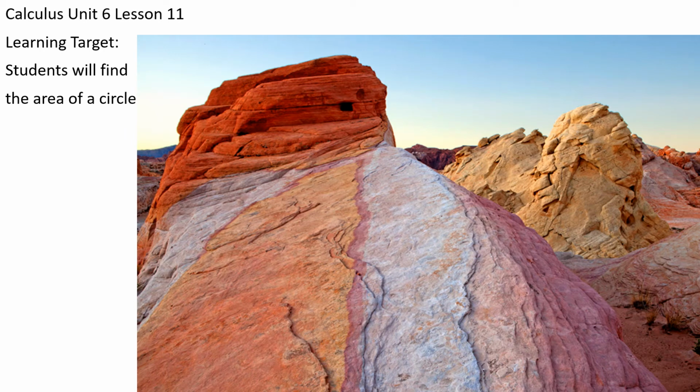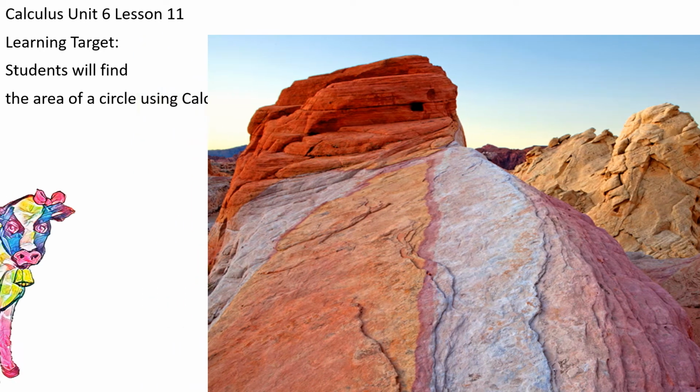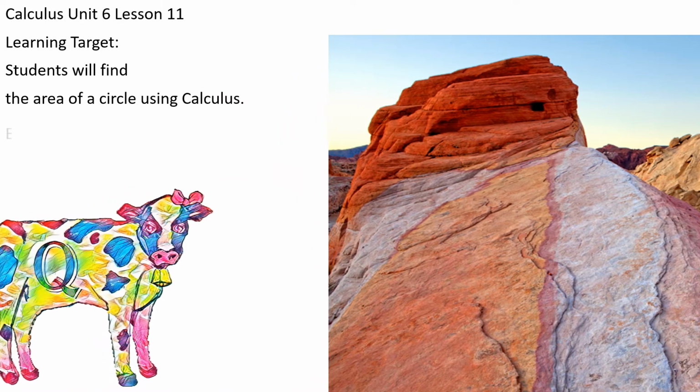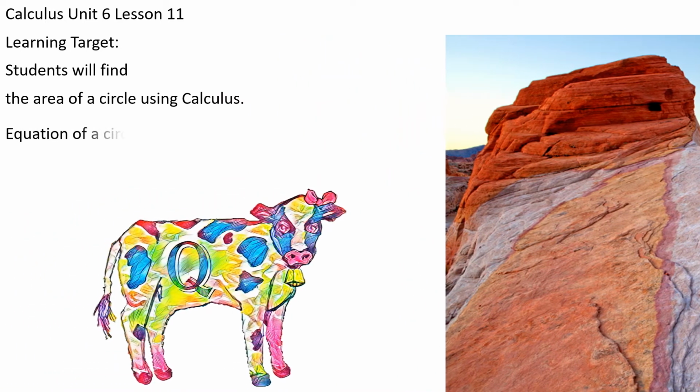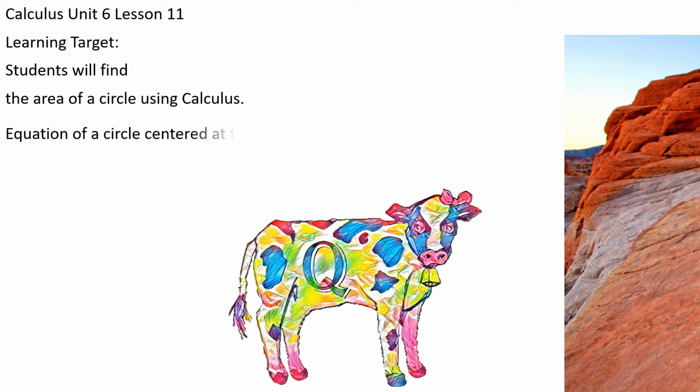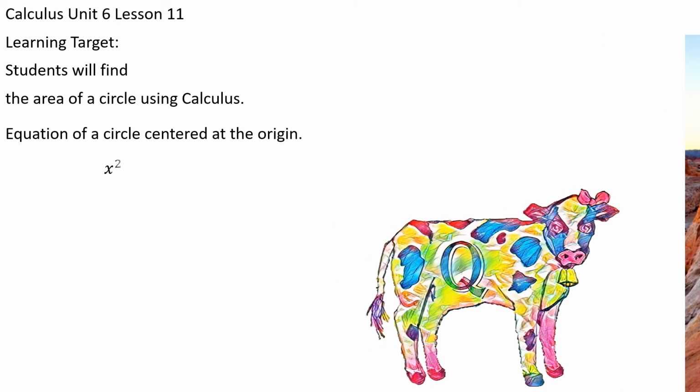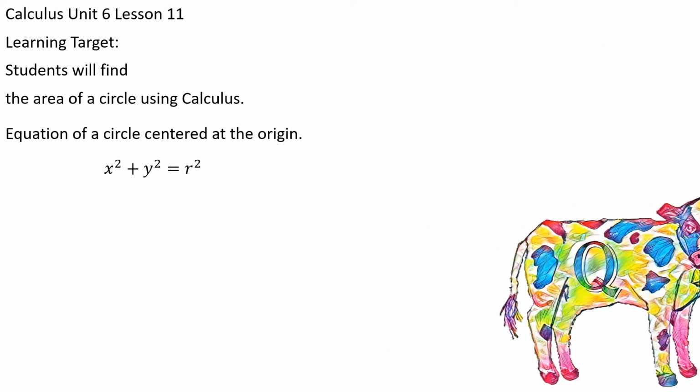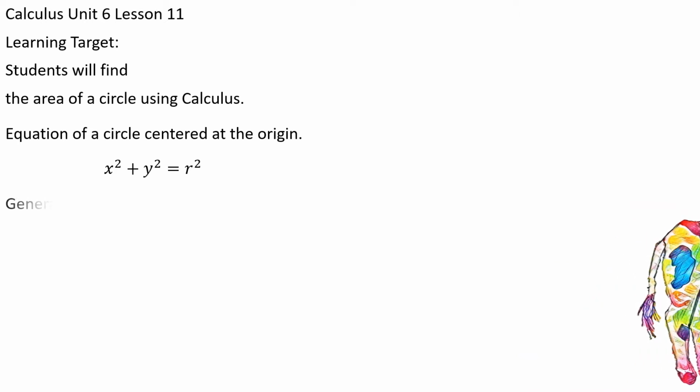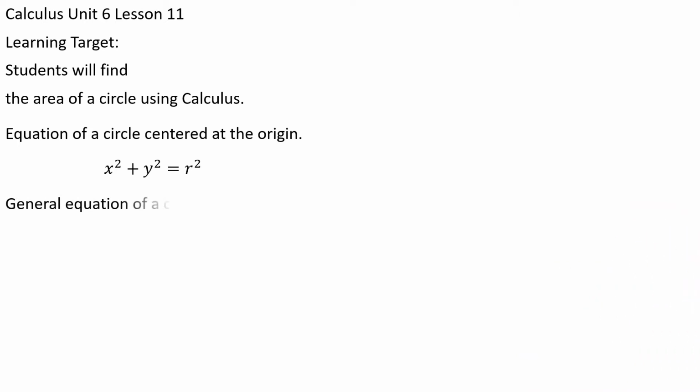Okay, we're going to find the area of a circle. Seems pretty straightforward. Oh, we'll be using calculus. And of course, x squared plus y squared gets us a circle as long as it's centered at the origin. Now, if it is not centered at the origin, then we have to remember that we've got (x minus h) quantity squared plus (y minus k) quantity squared equals radius squared.